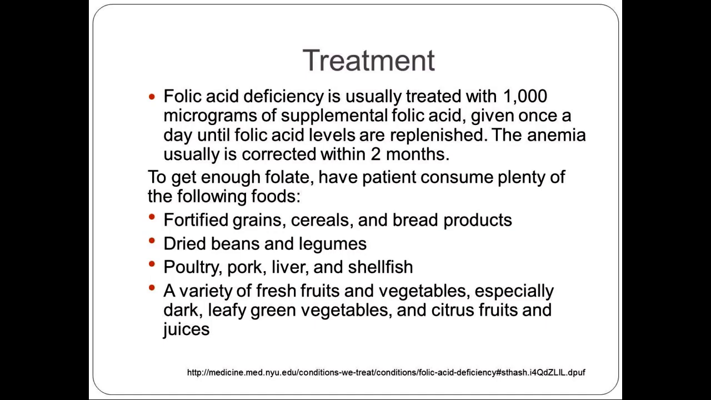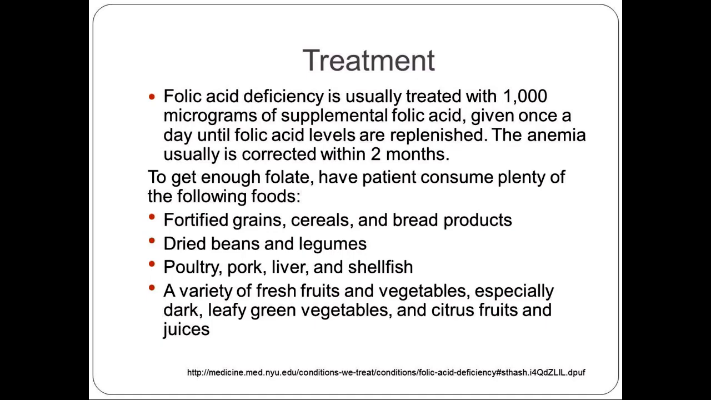And to get enough folic acid, you should have the patient eat fortified grains, cereals, and bread products, dried beans and legumes, poultry, pork, liver, and shellfish, which is a problem if they're either a vegan or vegetarian, and a variety of fresh fruits, especially dark leafy green vegetables. And vitamin B12 and folic acid depend on normally functioning intestinal mucosa for their absorption and are important for the production of red blood cells.